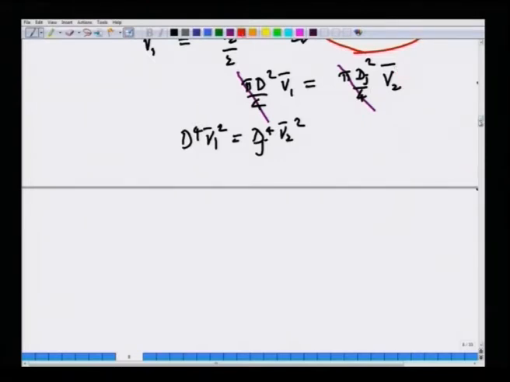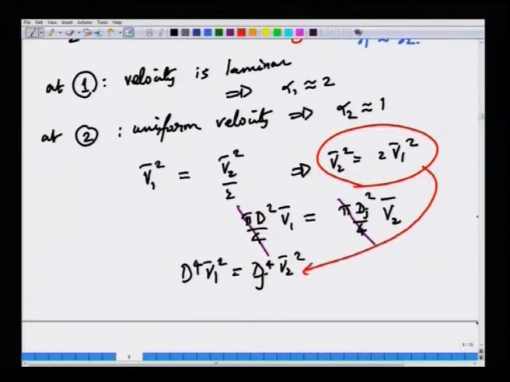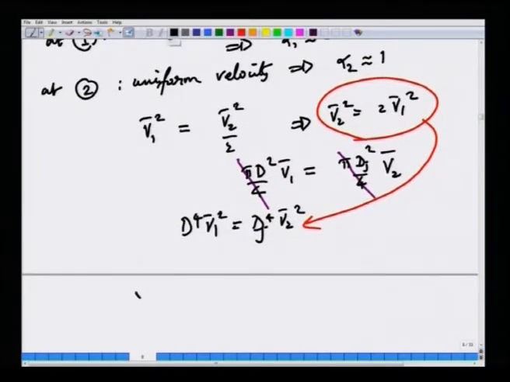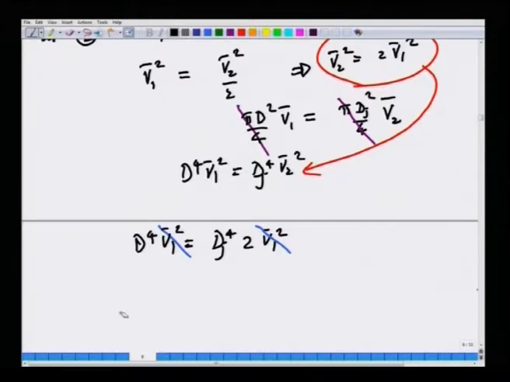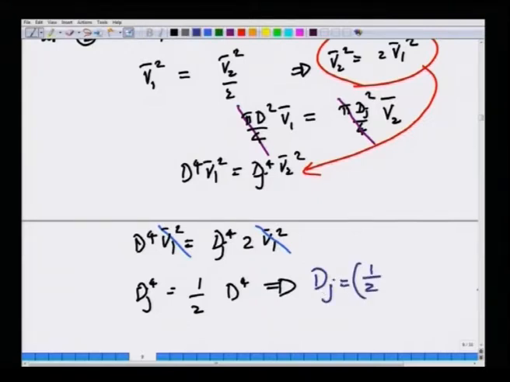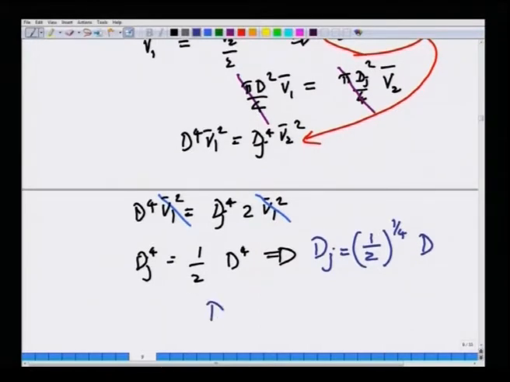I am going to substitute the fact that V2 squared is 2 V1 squared out here to give d_j to the 4 V1 squared is d_j to the 4 times 2 V1 squared. So, V1 squared will cancel out on both sides to give d_j to the 4 is 1 by 2 d to the 4, or d_j is 1 by 2 to the power 1 by 4th d, which gives d_j is equal to 0.84 d.